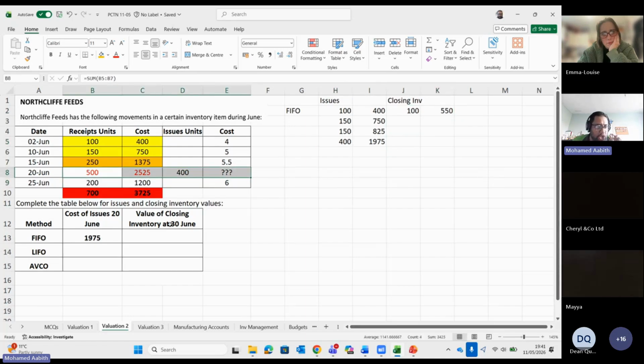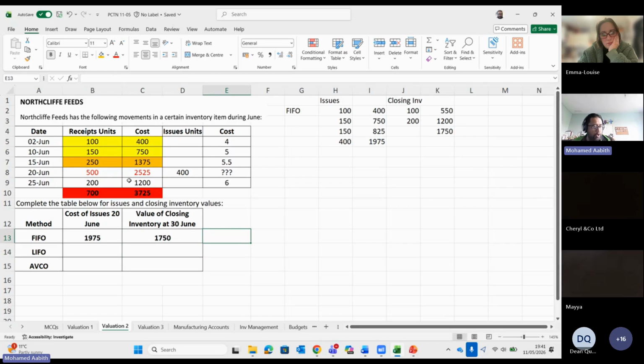But they're asking you the closing inventory on the 30th of June. So please remember that number also needs to be added here because on that day we had this stock as well. So here 200 items at £1,200. Now what is the leftover stock in that case? If you sum it, it's going to be giving me £1,750.